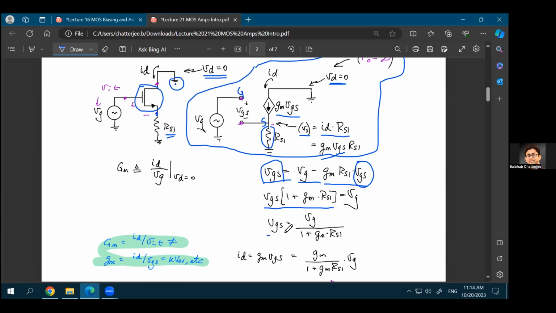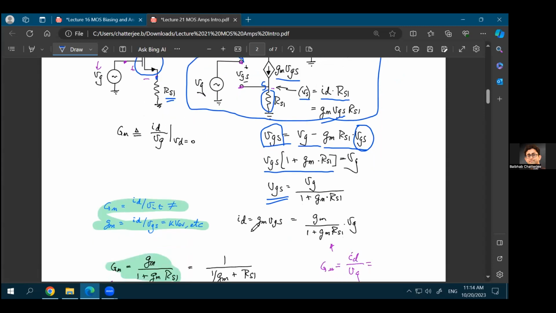So what would be your VGS? Your VGS will be equal to VG divided by 1 plus GM times RS1. That's your VGS. What would be your ID? ID is the drain current through the MOSFET. That would be equal to GM times VGS. Again, just from definition, the output drain current is equal to GM times the gate to source voltage.